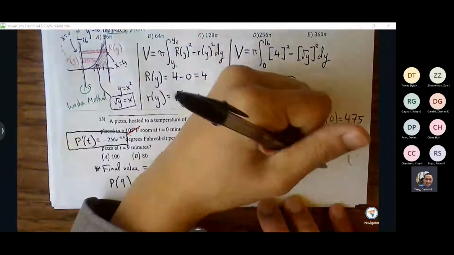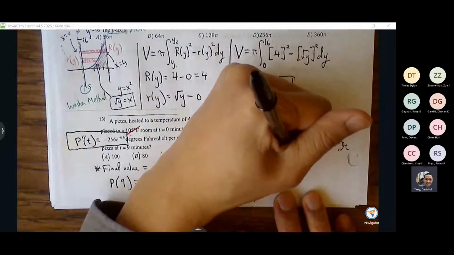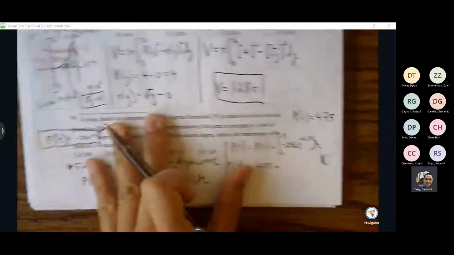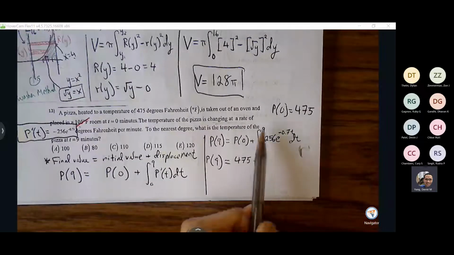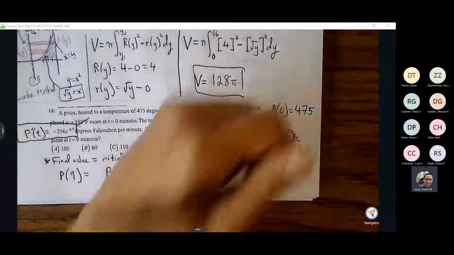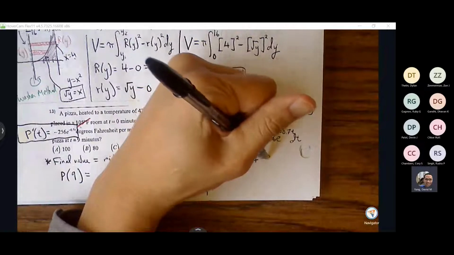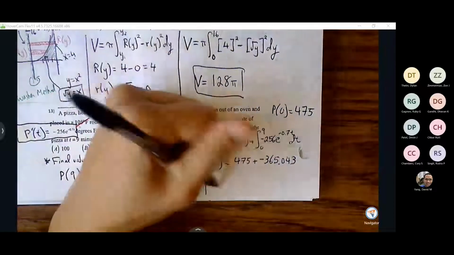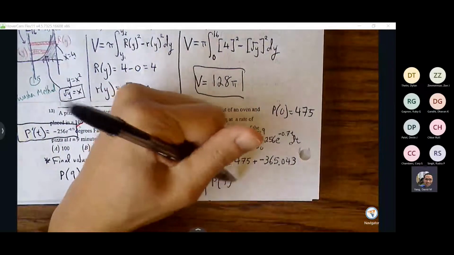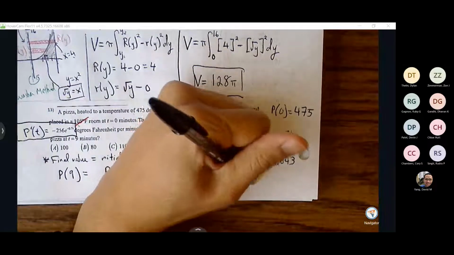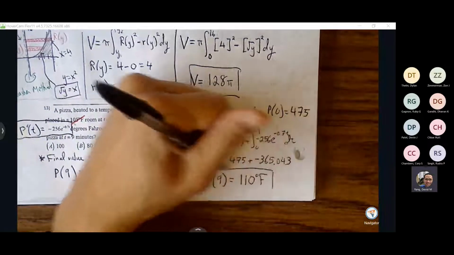Okay, P of 0, we're starting at 475 degrees. And then we make the calculator figure out the change in temperature that's going to occur between 0 and 9 minutes. When we plug this in the calculator, we see that the temperature is going to drop 365 degrees in that 9-minute period. So 9 minutes later, 475 minus 365, we'll be at 110 degrees.